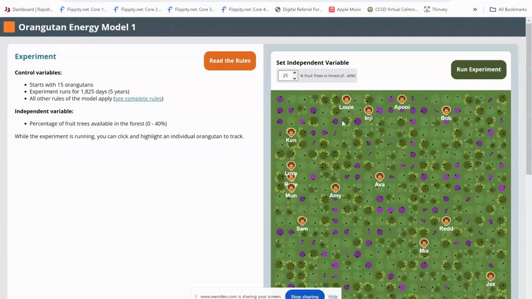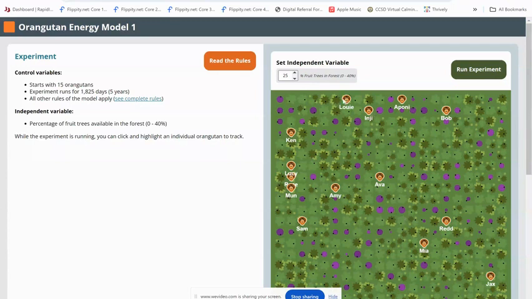The purple dots are fruit trees and the black dots are termites. The orangutans eat both fruit trees and termites. Each fruit that it eats gives it 5.2 energy points. Each termite is 0.54 or 45 energy points because they're smaller. The trees will regrow fruit. The time frame that the simulation will run for is 5 years.